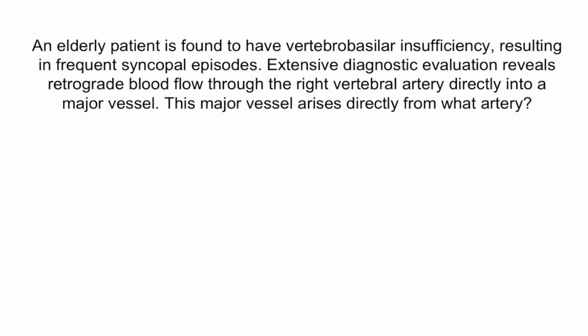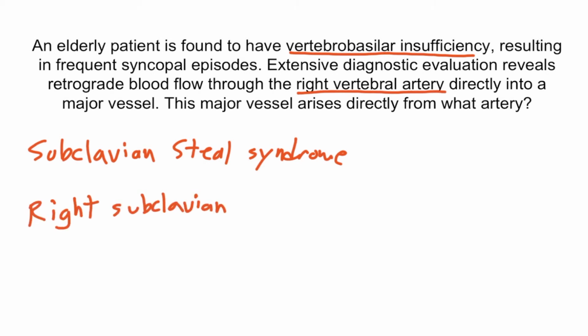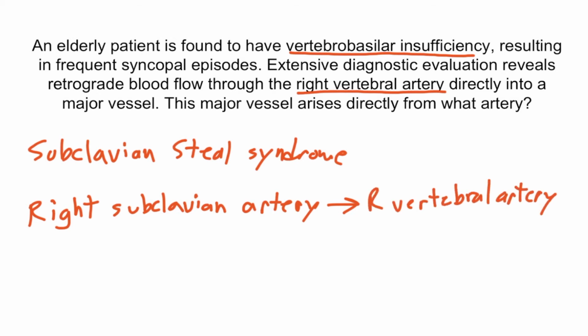So hopefully you noticed that this patient has subclavian steal syndrome, as noted by the vertebrobasilar insufficiency and the retrograde blood flow through the right vertebral artery. Now, what major vessel is the right vertebral artery flowing into? Well, that would be the right subclavian artery, because we know that the right subclavian artery normally gives rise to the right vertebral artery. Okay, so we've identified the major vessel. Now the question is, this major vessel arises directly from what artery? So what artery does the right subclavian artery branch from?